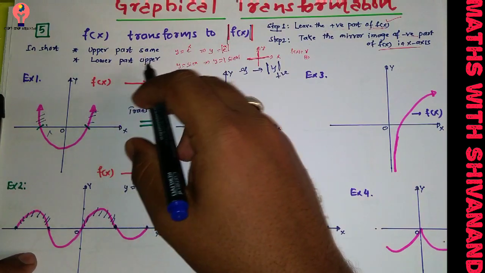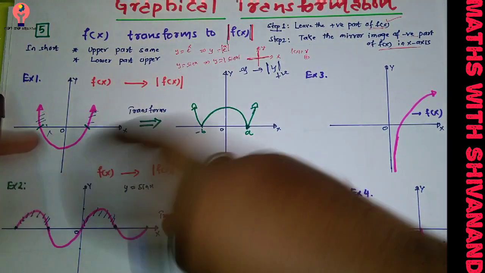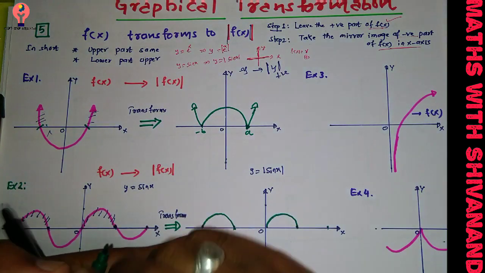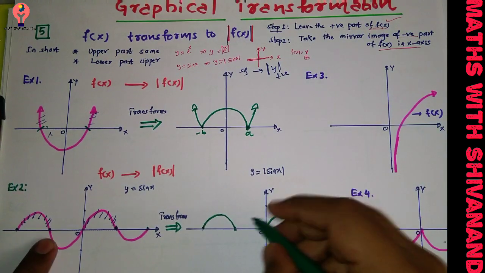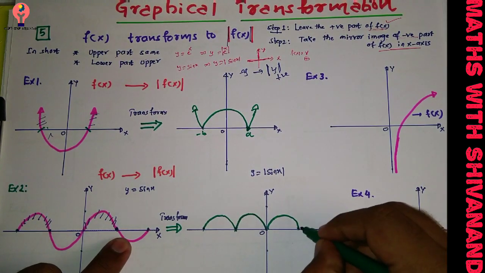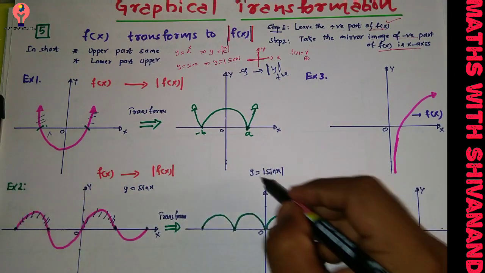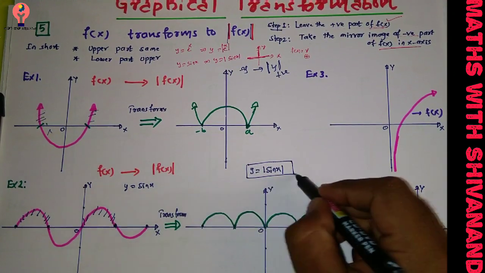So step 2, lower part, you should flip with respect to x-axis here, flip forward with respect to x-axis here. So what will happen here? So this guy, after flipping it becomes so, and this guy also you can flip it here. Yes. So this is the curve of y is equal to mod sin x.